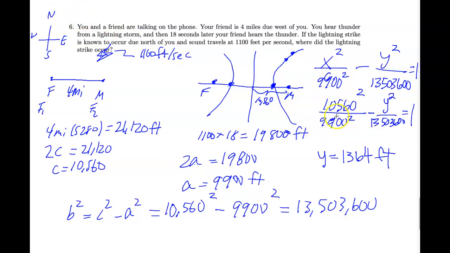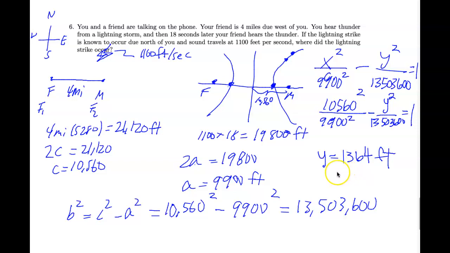All right, so I just wrote this out. We plugged in 10,560 for x, because that's the point where we know the lightning strike occurred above us. When you solve for y, it's just a lot of big numbers, and we end up with y equals 1,364. In other words, the lightning strike occurred 1,364 feet north of me.